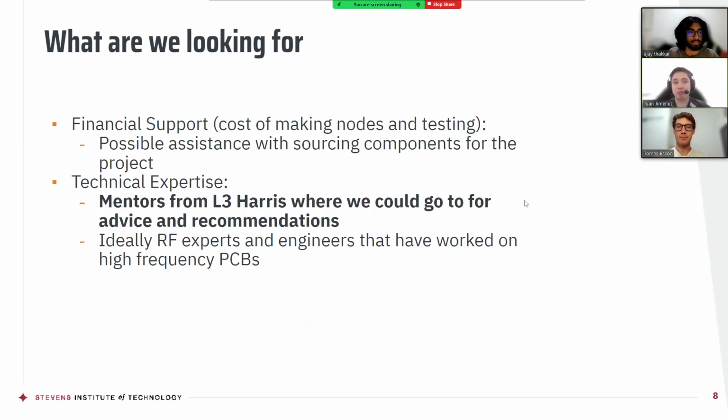And what we're looking for in terms of L3Harris support, of course, is financial support to get the nodes working, to get all the ICs and the PCB printed. But mainly we're looking for technical expertise, especially any RF or PCB design experts at L3Harris who we could really use to bounce off ideas, make sure we're on the right path, and sort of validate our schematic designs for the PCBs, since we don't have a lot of experience with that.